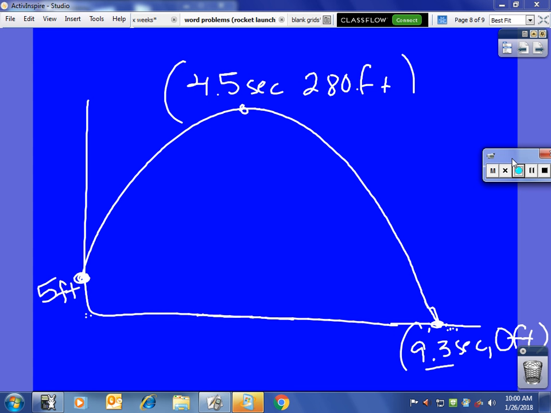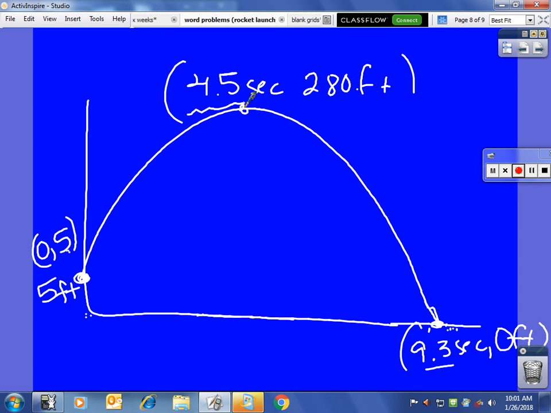Well, that is the what? Y-intercept. The y-intercept is at 0 time. It's at 5 feet. So before we even began taking the time, it was already at 5 feet high. What if I asked you, how long does it take to get to its highest height?